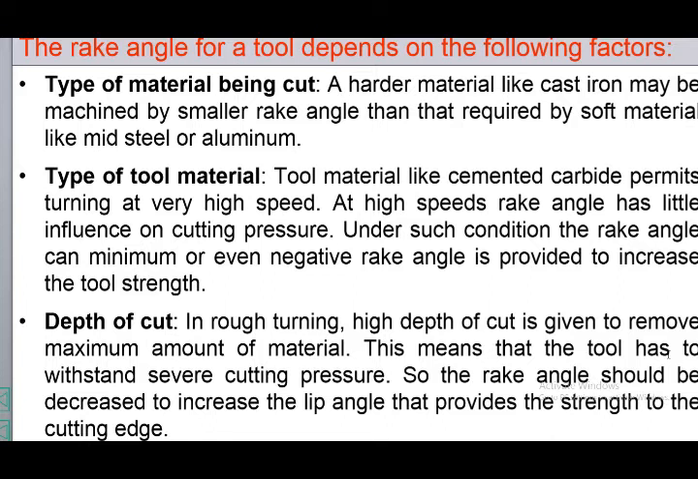Next, depth of cut. In rough turning, a high depth of cut is given to remove the maximum amount of material. This means the tool has to withstand severe cutting pressure. So the rake angle should be decreased to increase the lip angle. It provides strength to the cutting edge.